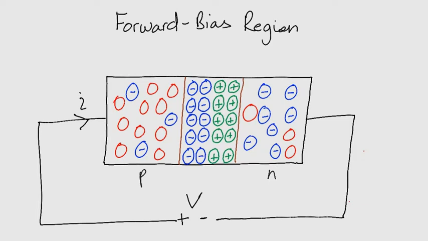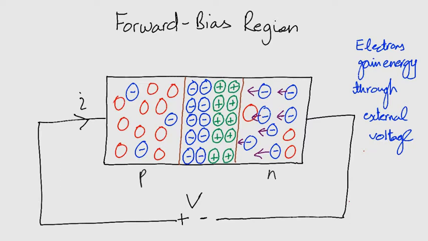The diode is forward biased by applying a voltage across its junction. The N side of the diode is connected to the negative side of the voltage. This causes the negative charge, that is the electrons on the N side, to be repelled leftwards, like this. They gain sufficient energy and neutralize some of the positive charge in the depletion region.